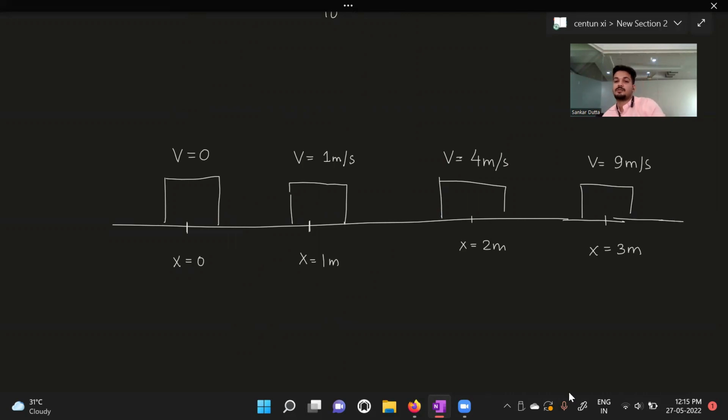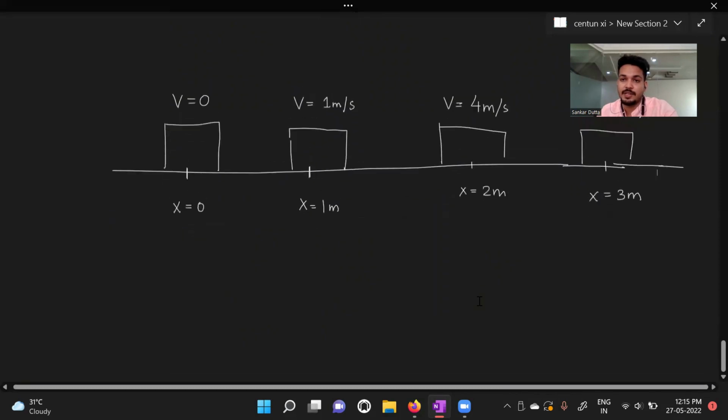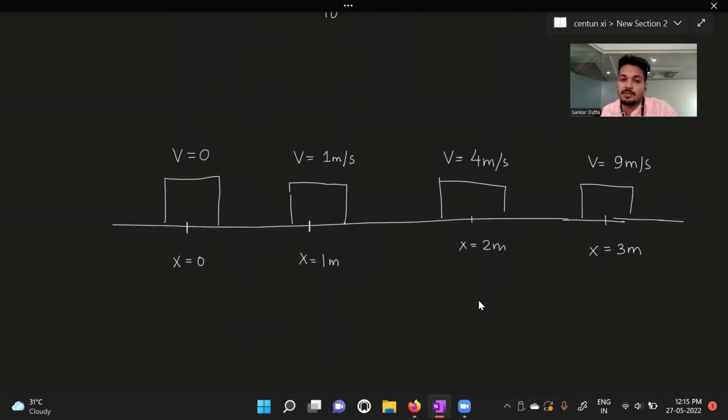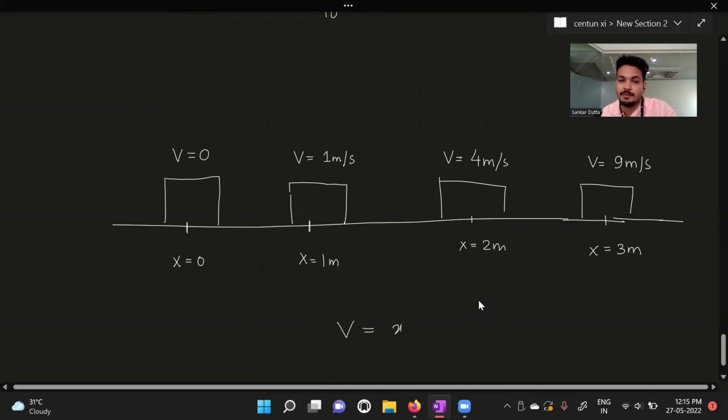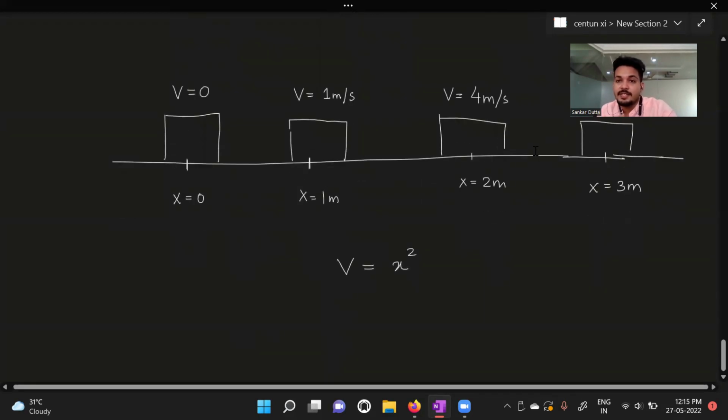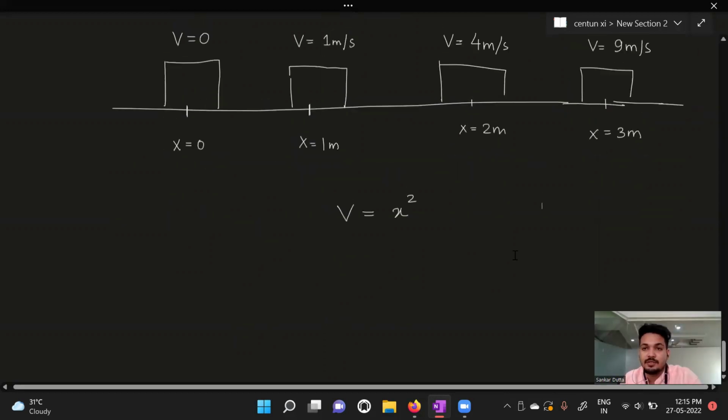Okay. So guys, can you tell me a relationship between velocity and displacement? Pause the video and give it a try. Okay. And then let's talk about it. The relationship between velocity and displacement at this location is v equals x squared. Okay. So, let me move myself downward and then let's talk about it.